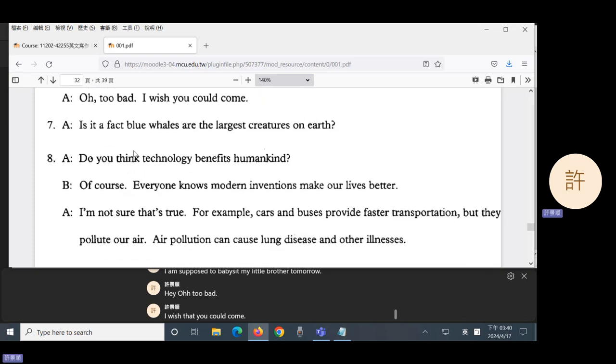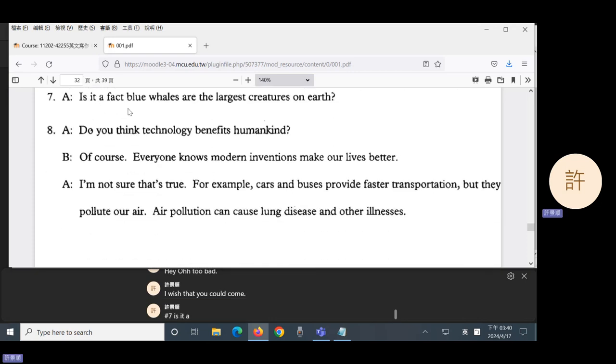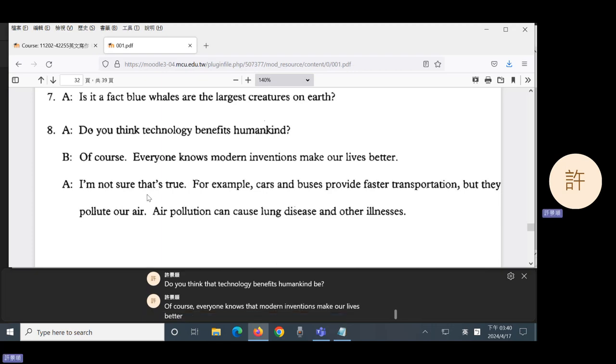Number seven, is it a fact that blue whales are the largest creatures on Earth? Number eight, do you think that technology benefits humankind? B, of course. Everyone knows that modern inventions make our lives better. A, I'm not sure that that's true.